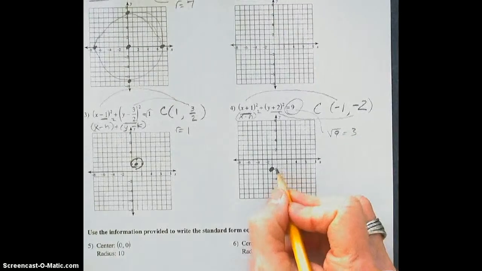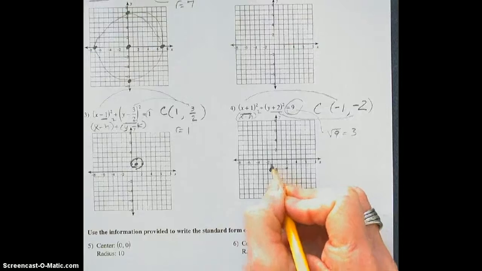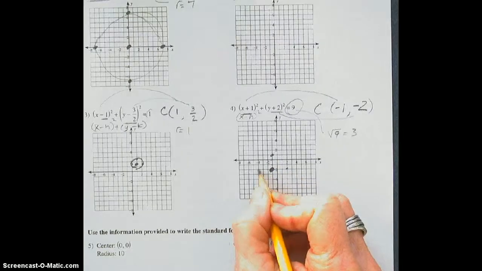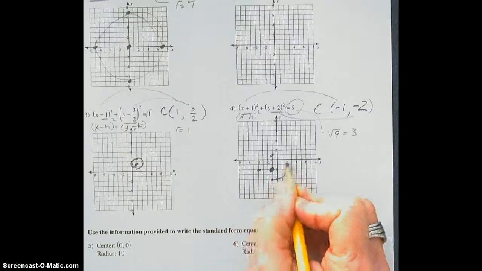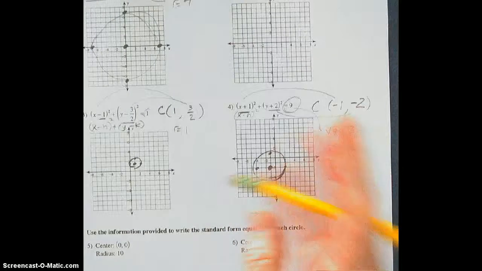And the easiest thing to do is go 3 to the right, 3 up, 3 over, and 3 down. As smoothly as you can, graph your circle and call it good.